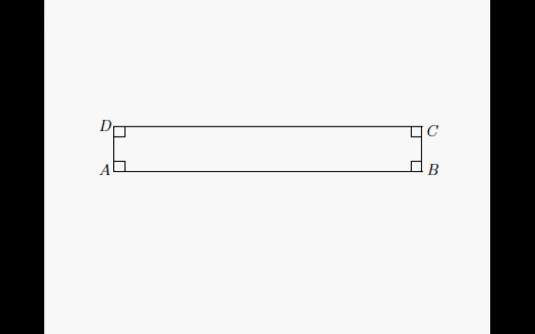For example, given a quadrilateral ABCD, where all four angles at A, B, C, and D are right angles, are the opposite sides AD and BC of equal length? Later, we will prove that they have the same length.